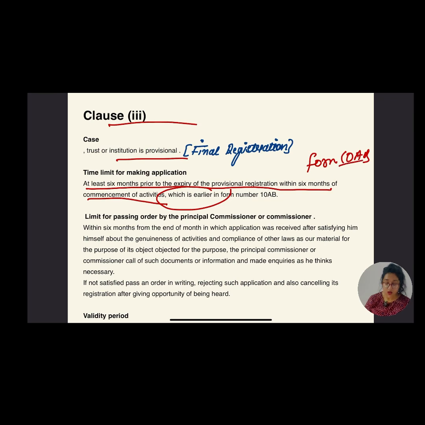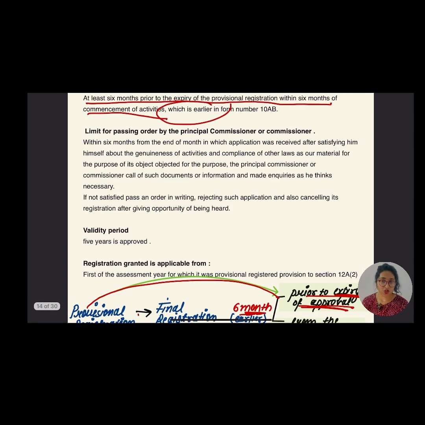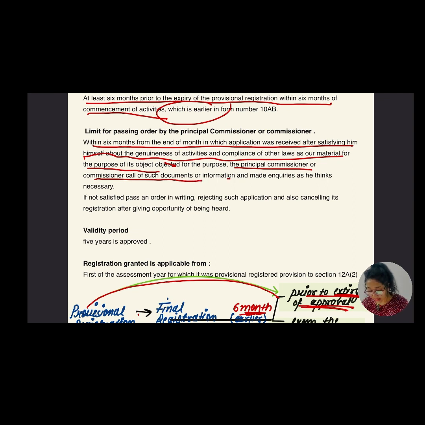Okay, now within how much time limit does the principal commissioner have to grant the registration of that application? Within 6 months from the end of the month in which the application was received, after satisfying himself about the genuineness of activities and compliance of other laws as material for the purpose of its objects. For the purpose, the principal commissioner or commissioner calls for such documents or information and makes inquiries as he thinks necessary. If not satisfied, in that case, he passes an order in writing rejecting the application and also cancelling the registration after giving an opportunity of being heard.